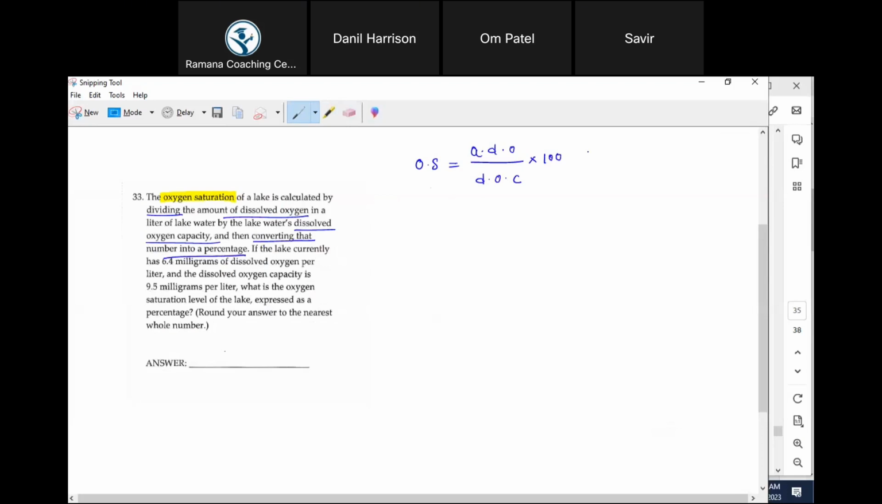Isn't that what he said in the problem? Right? If the lake currently has 6.4 milligrams of dissolved oxygen per liter, that is the amount of dissolved oxygen. So what is the numerator? 6.4. And dissolved oxygen capacity is 9.5. And then you convert that into percent.